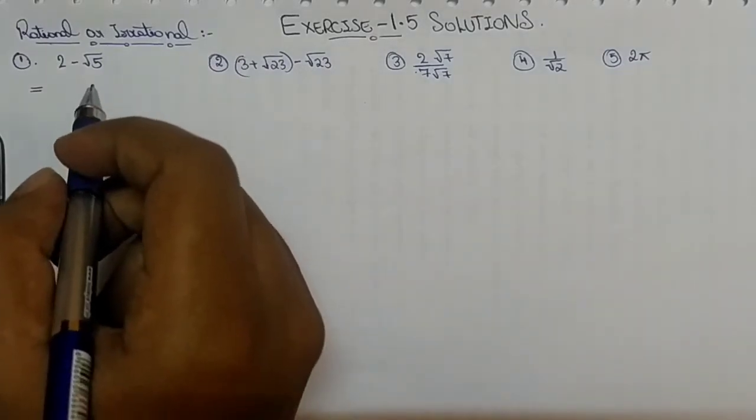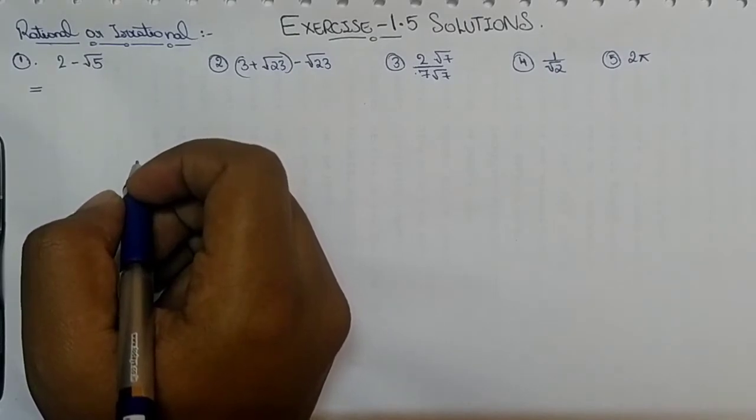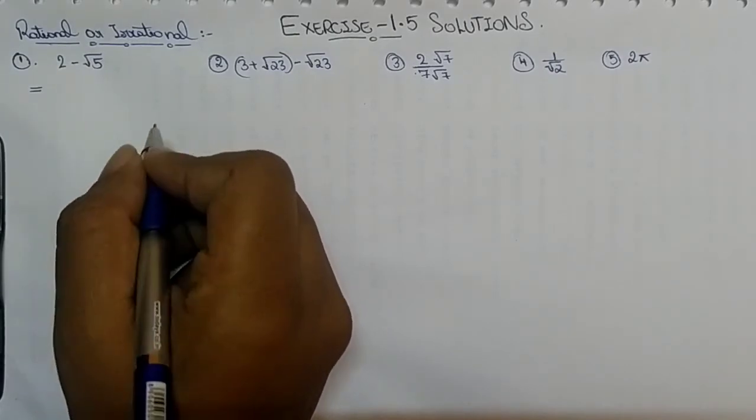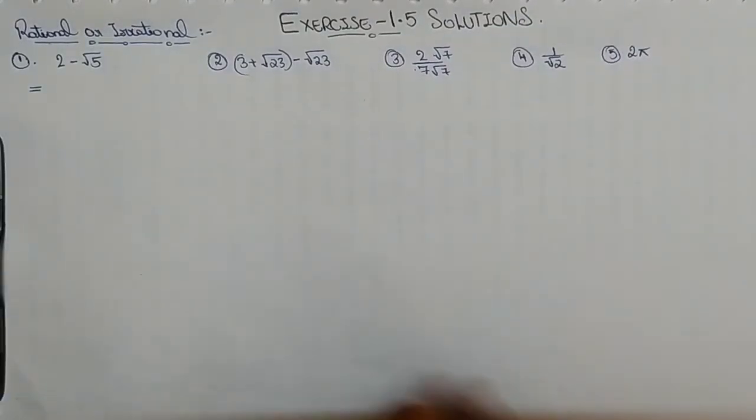The first question itself suggests: rational or irrational. Classify the given numbers into whether it's rational or irrational. See, I have noted down all the questions here, and let's start the solution.